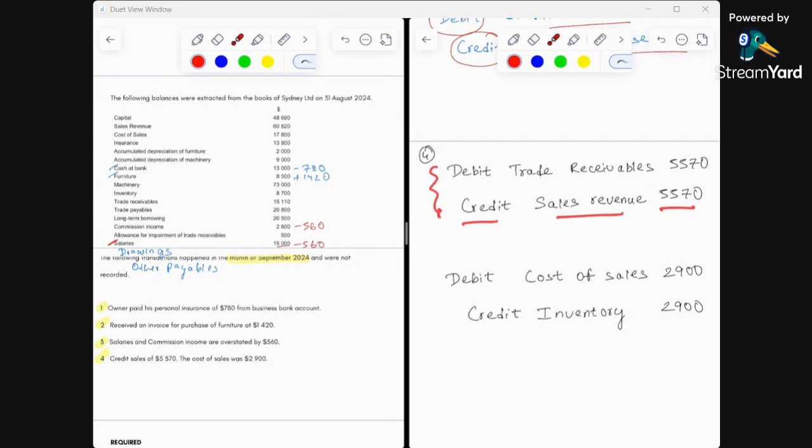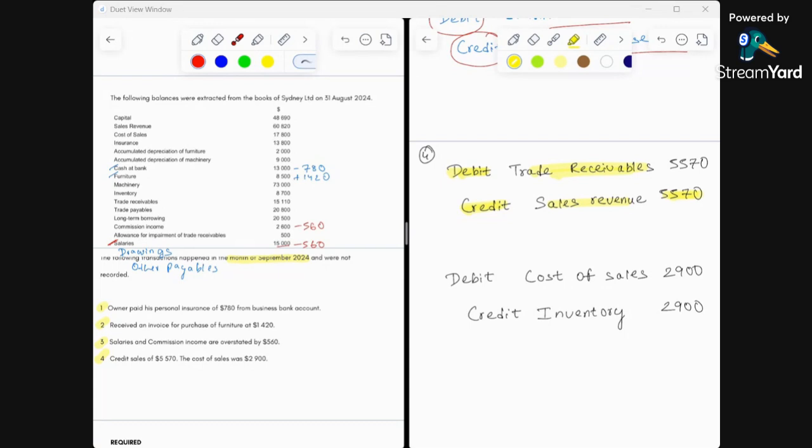And because we have made this sale on credit, we have a current asset account that's coming into existence, which is the account of trade receivables. Who are the trade receivables? Trade receivables are the credit customers of the business. These are the people to whom we have sold on credit. Okay? So we have some kind of economic benefit attached to these people, and that's why these are asset accounts. Okay? So we will debit the trade receivables by 5,570 and credit the sales revenue by 5,570.